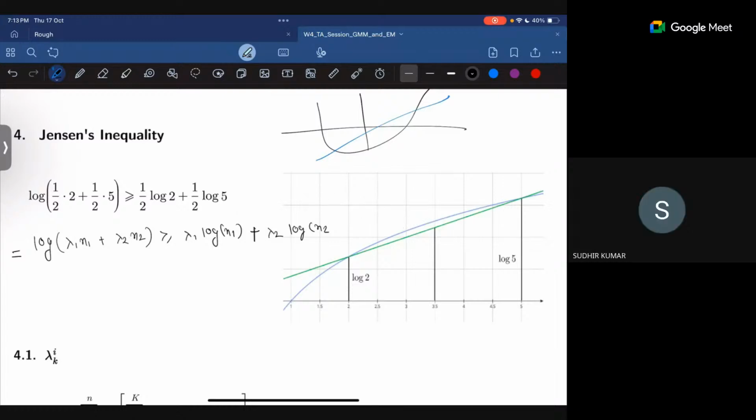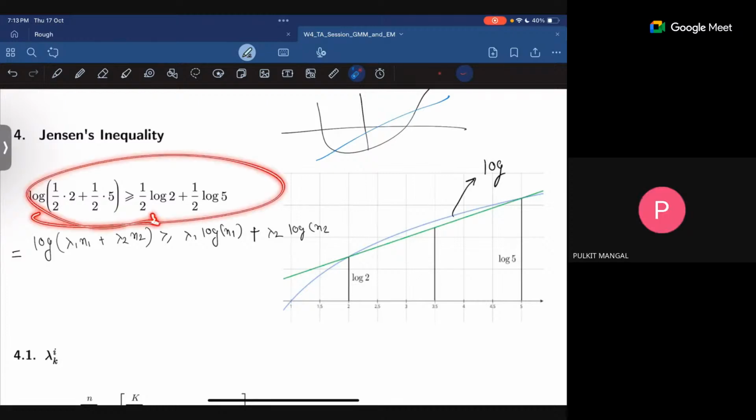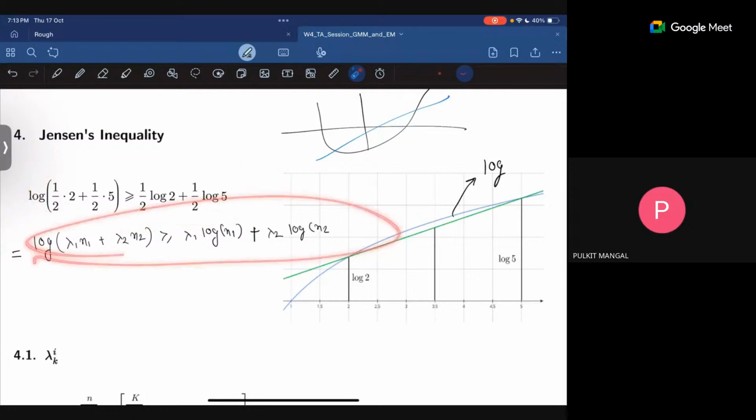Sir, please explain how we have written this below. This is basically Jensen's inequality, the Jensen inequality form. Above, sir, the one above that. This, you mean? Yes. Okay, do you understand this form? This is the form of Jensen inequality.